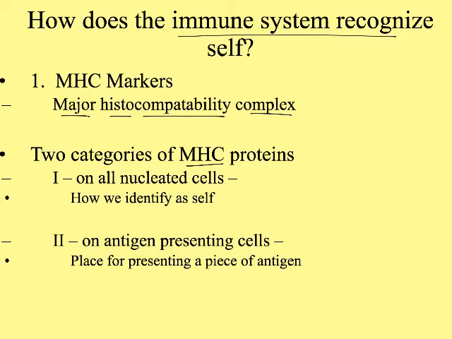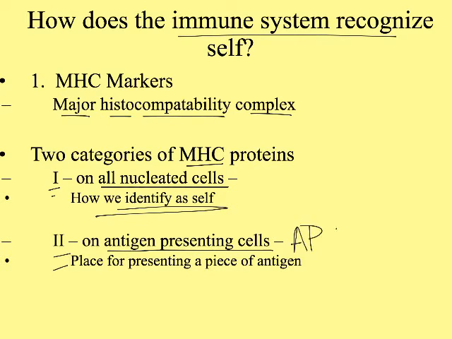Okay, so we have 2 categories of MHC markers. One is found on all nucleated cells. Every cell that has a nucleus has these MHC1 markers, and that's how our body knows that those are our cells and that it shouldn't attack them. Okay, MHC2 markers are on antigen presenting cells. Those are called APCs.